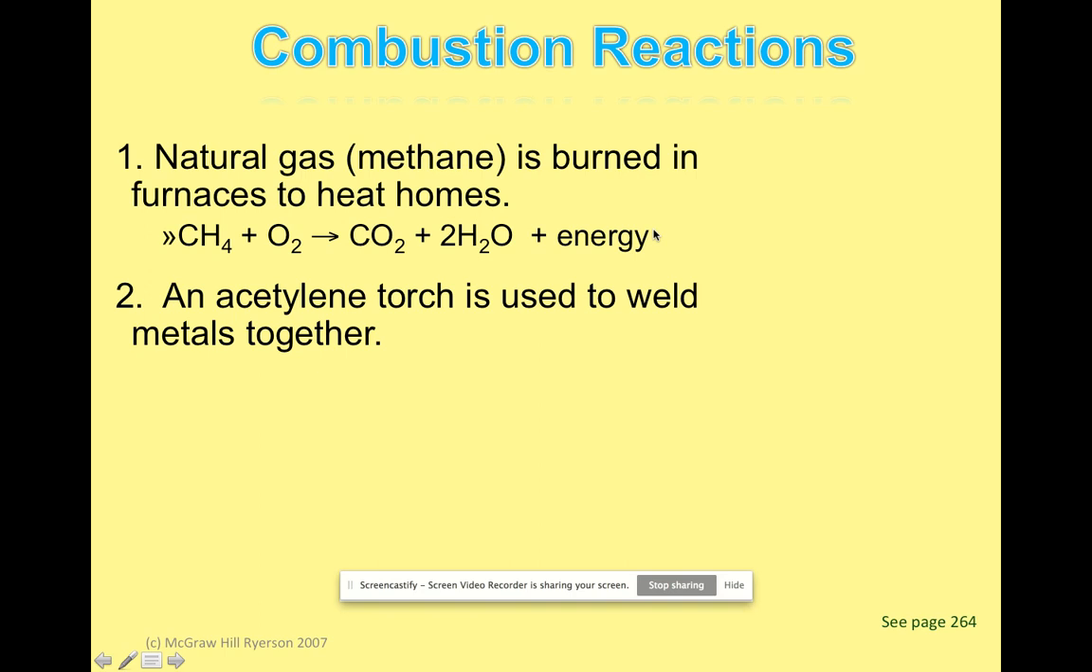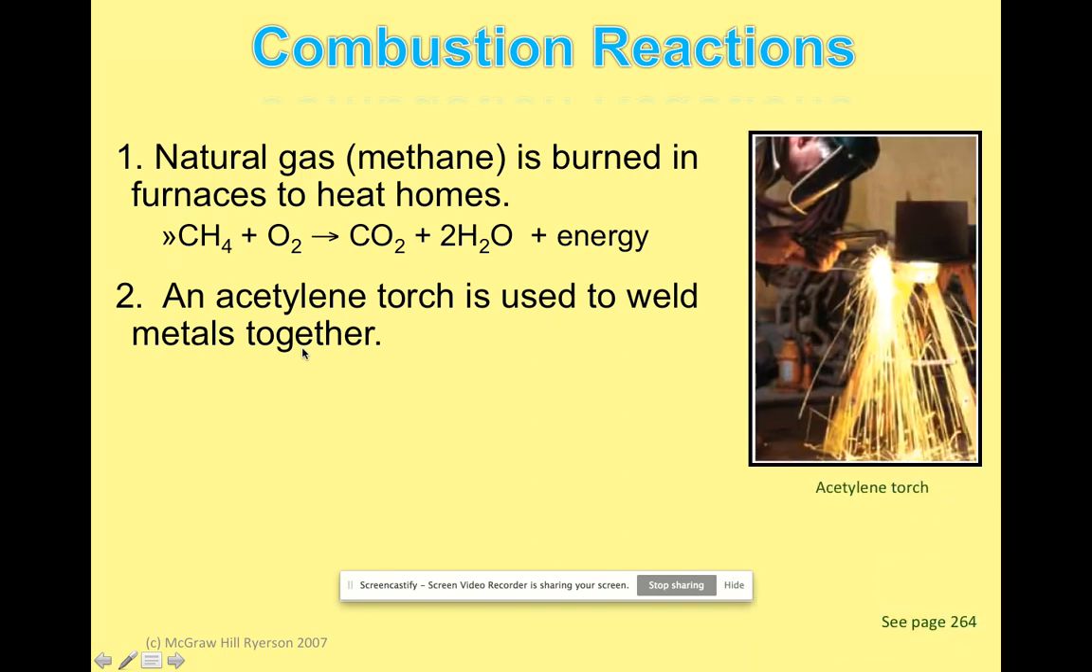Another example is an acetylene torch used to weld metals together. There's a picture of that right there. Welding metals is basically taking 2 metals and melting them together so that they're combined and they create one thing. So here we have a hydrocarbon, 2C2H2 plus 5O2 yields 4CO2 plus 2H2O.